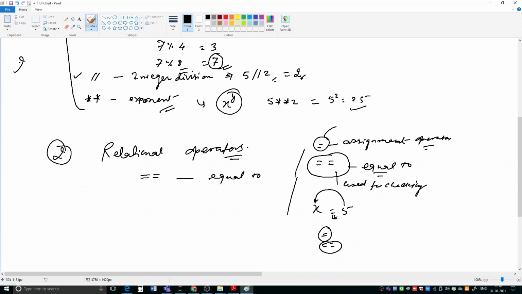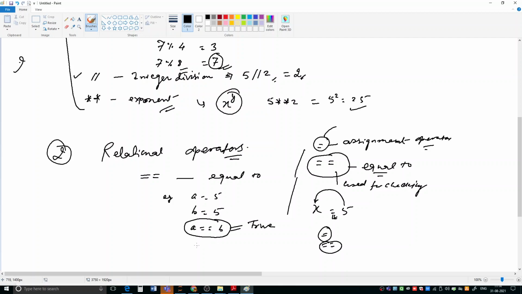The equal to operator is used for checking. For example, suppose you are writing a equal to 5. So what we have done? We have assigned a value 5 to a, and again I am writing b equal to 5. And now suppose I am writing a double equal to b. They are equal because both of them have the same value. So it will give you the true value.